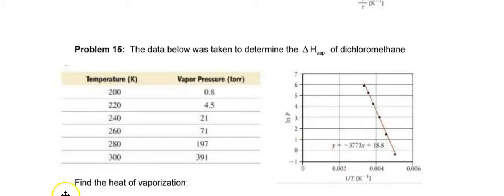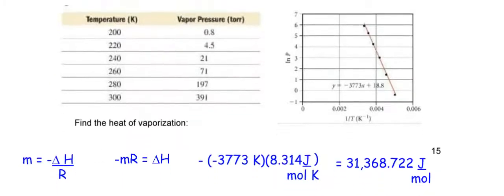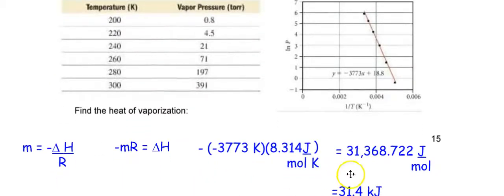Okay, hopefully you made it. And this is what I got. All right. So I took m is negative ΔH over R. So delta H is negative slope times R. So it's negative of the negative 3773 Kelvin.